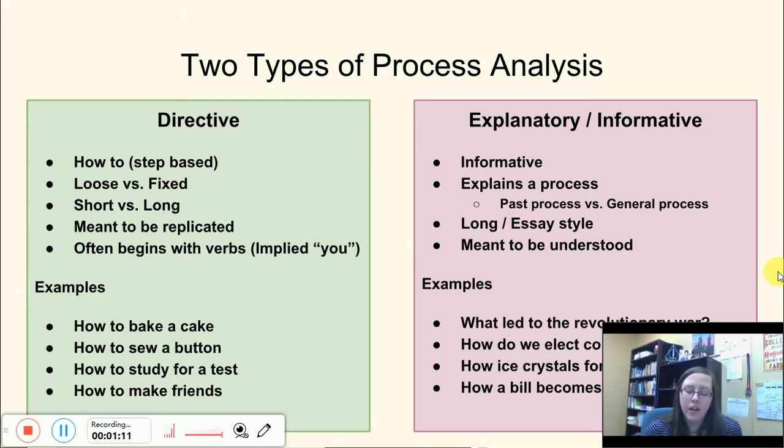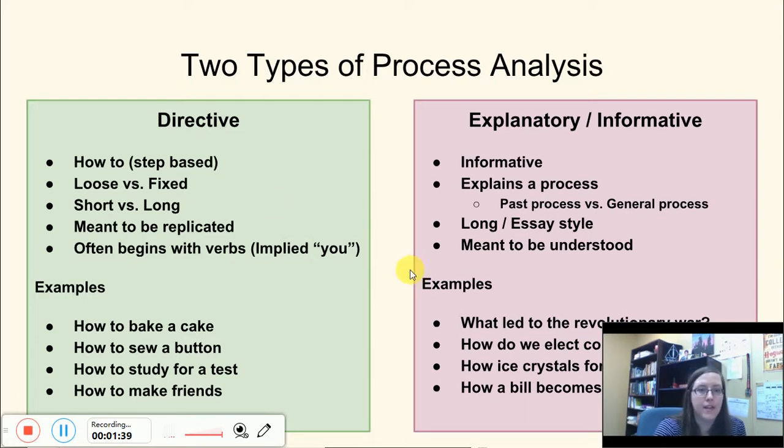I think, if we're talking about process analysis and we're recognizing that process analysis can be found in a number of ways, one of those ways is through sets of instructions, and that's really what an instruction is. It's an analysis of a process broken down into steps so that that process can be replicated. Well, that is a directive. So instructions are the best example of directive process analysis.